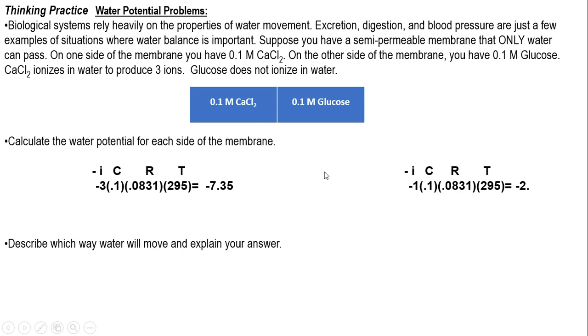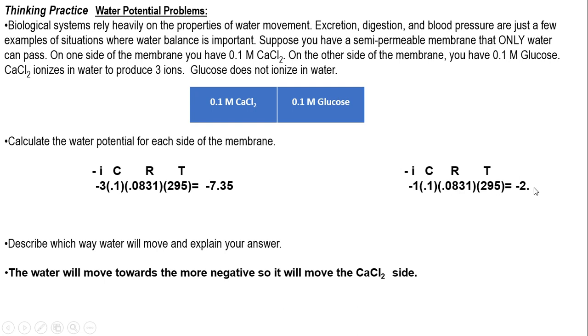Now on the other side, you do the same thing. If you notice, these numbers are the same. The difference here is your ionization constant. This is only negative 1. So that gives us negative 2 point something. It got cut off. I don't know what happened to it.